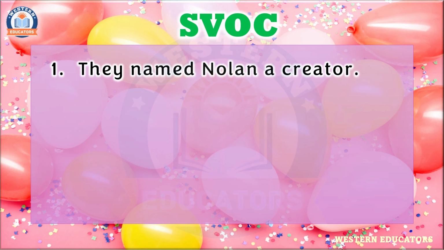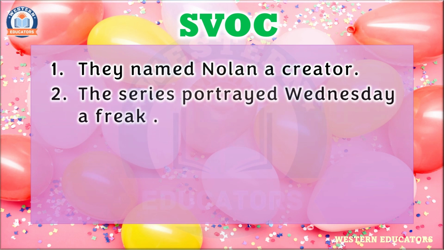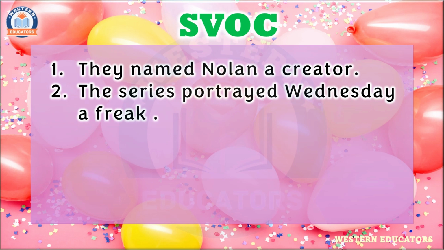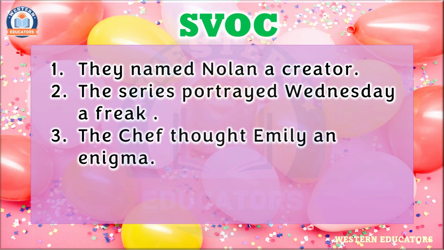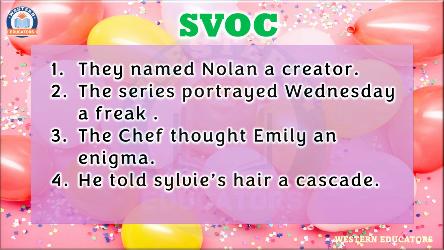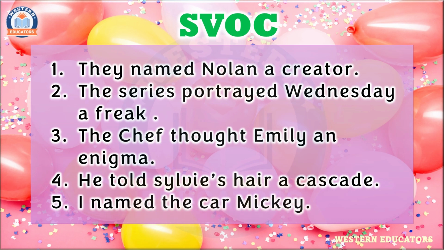Examples for SVOC: they named Nolan a creator. Who is a creator? Creator is none other than Nolan, so it is the object complement. The series portrayed Wednesday a freak. Who is a freak? Wednesday is none other than object of this sentence. The chef thought Emily an enigma. Who is an enigma? Emily. So Emily is the object, and an enigma can be called the object complement. He told Sylvie's hair a cascade. So which is a cascade? Sylvie's hair. So that is object complement. I named the car Mickey. So what is named Mickey? The car. So it is the complement of object.